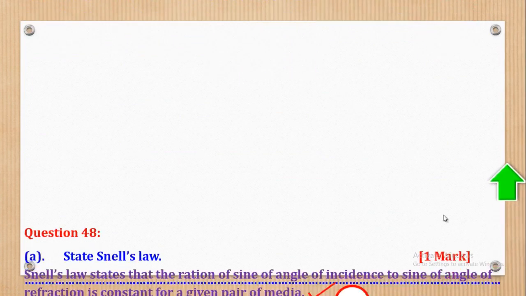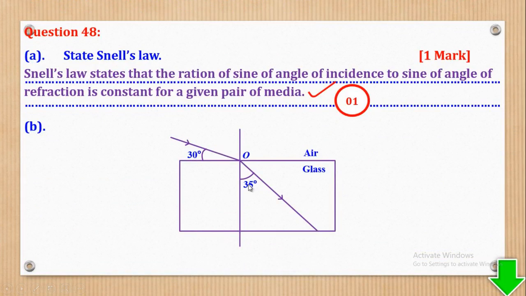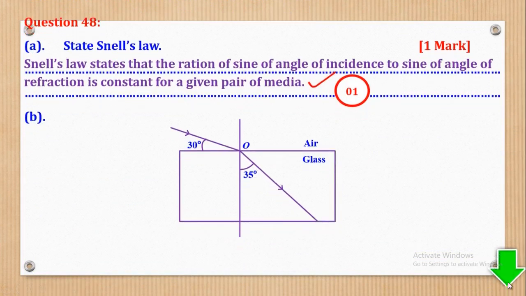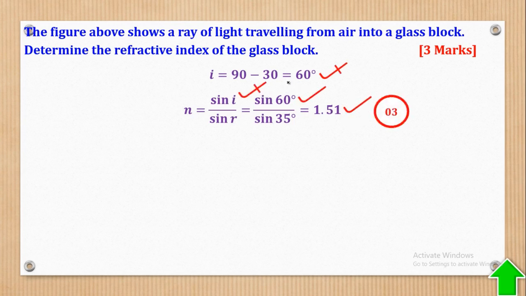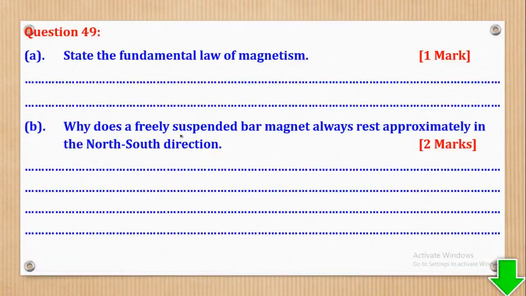The next is, now I've got the angle of incidence and I have the angle of refraction as 35 degrees. So I'll substitute in the formula for refractive index. So sin i is 60, r is 35. The whole of this using a calculator will give me 1.51. So half a mark for angle of incidence, half a mark for quoting the formula, half a mark for substitution, both numerator and denominator, full mark for output. So that was question 48.